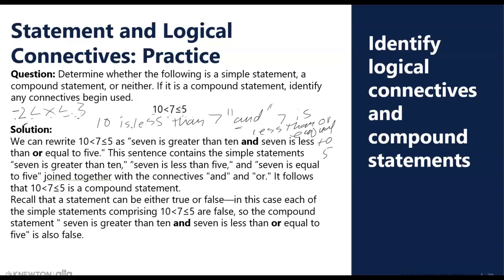This statement can be true or false. In this case, each of those simple statements is false, even if one of them were true. If this had been a 4 is less than 7, and 7 is less than 5, it would still be false because all of these things have to be true together when you use an and.